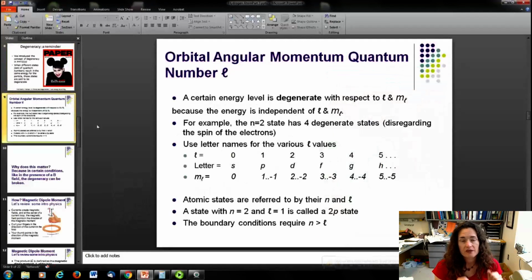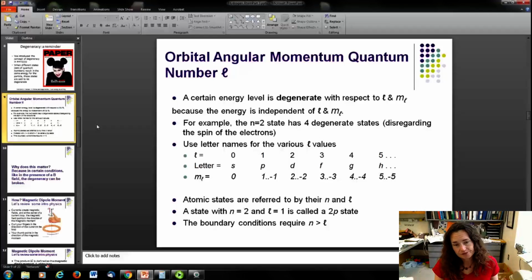Because the energy is dependent only upon the value of n for this particular case. So remember, E sub n is equal to minus 13.6 eV divided by n squared. L and ml don't appear in that equation, which means that the values of L and ml don't change the energy level. So if the values of L and ml don't change the energy level, and there's more than one possible value of L and ml, then you have yourself a degenerate system.